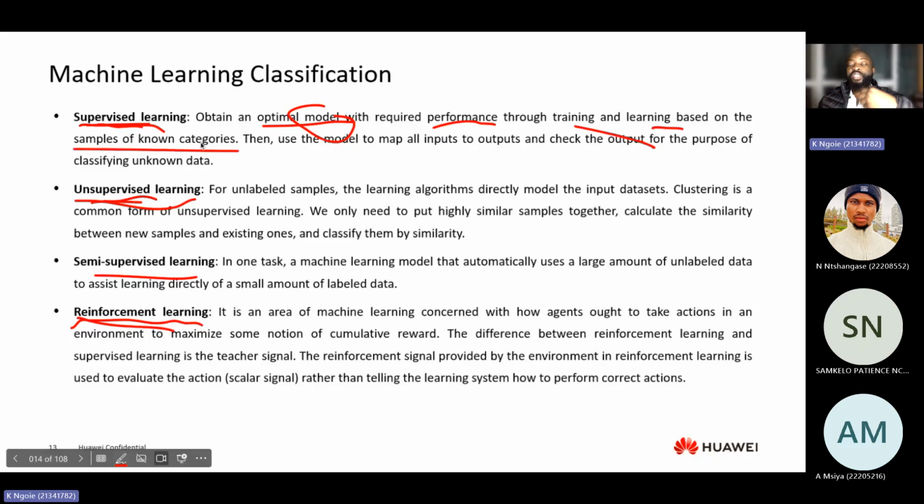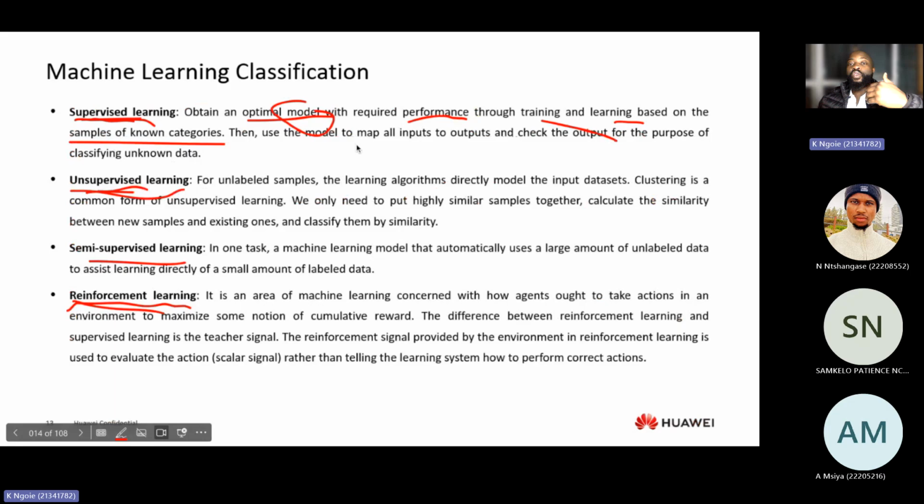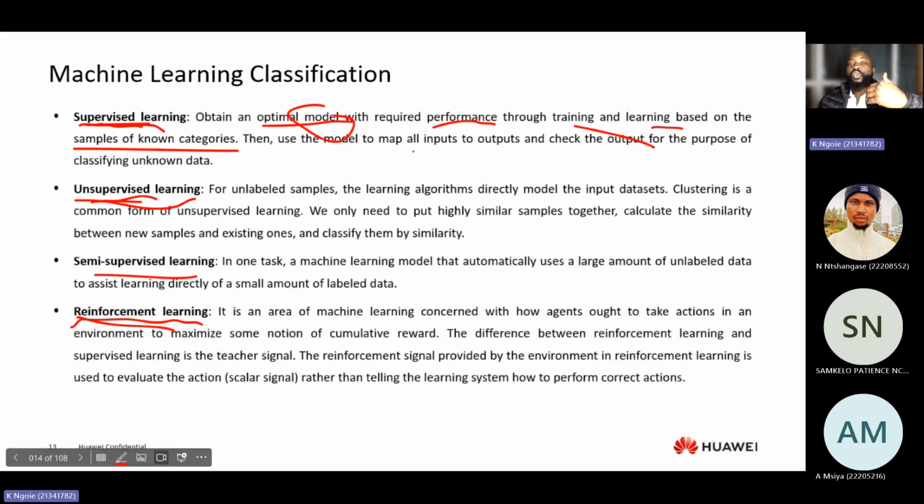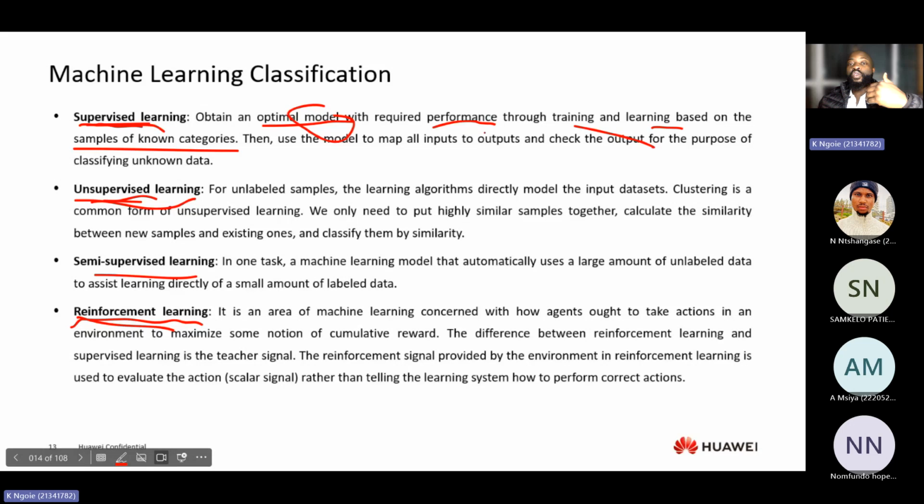We obtain an optimal model with required performance through training and learning based on samples of known categories. So we already know the categories, the mangoes and the apples. We've already told the AI what is a mango, what is an apple. Then we're going to use the model to map all input to output. That's how we're going to classify. It means we take every input and see how it contributes to the whole object being part of a certain class. You understand?